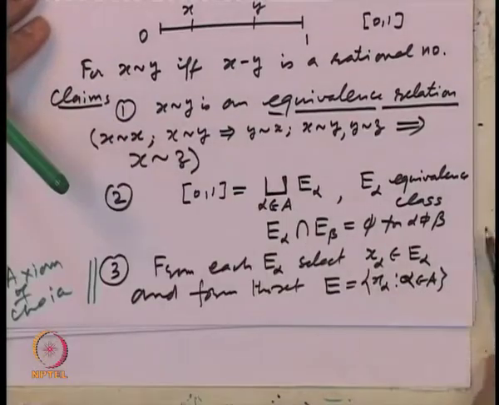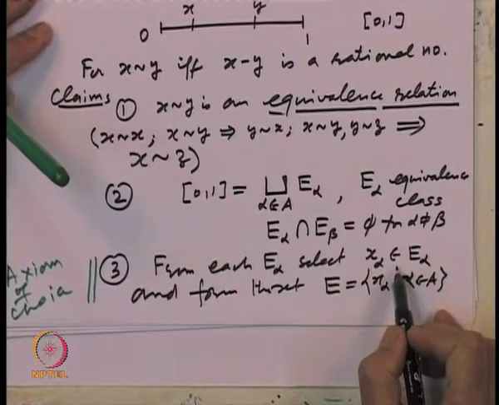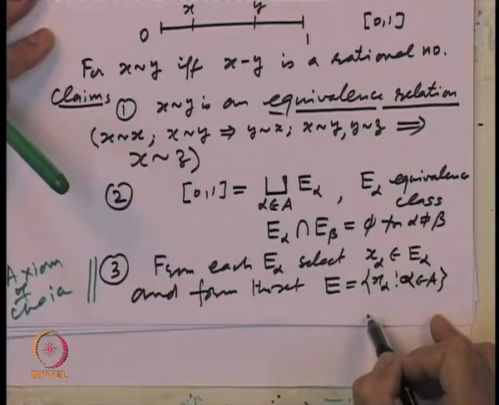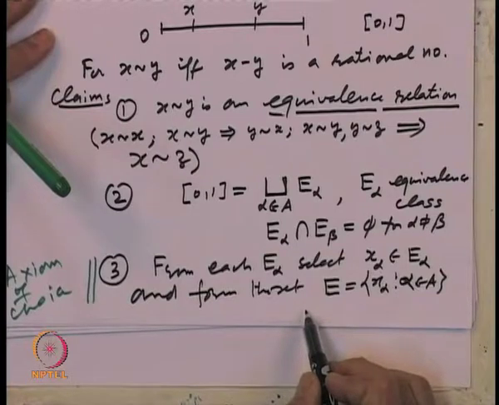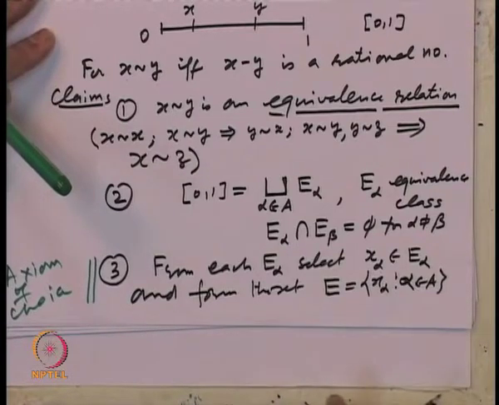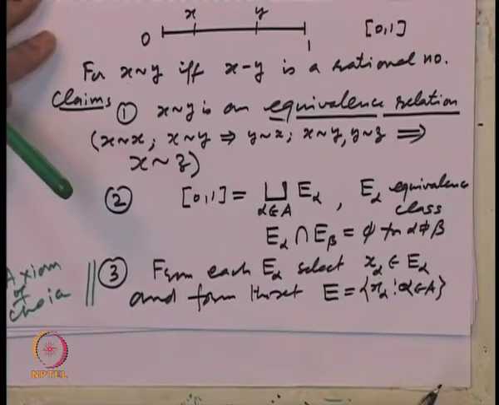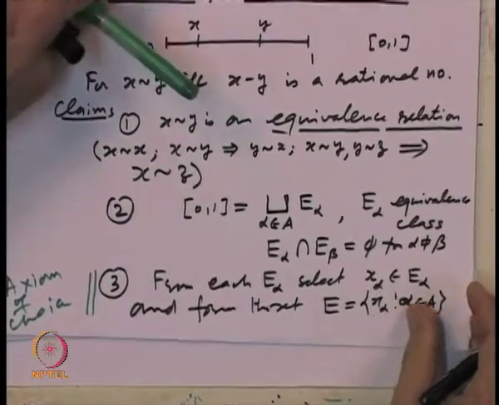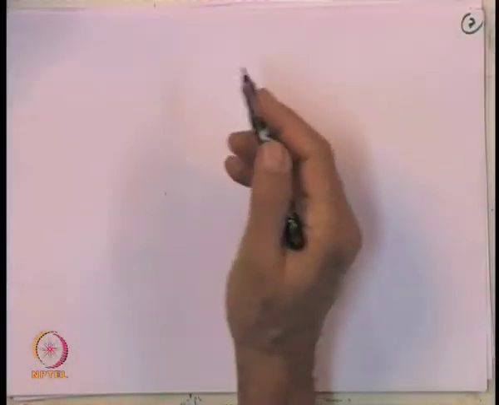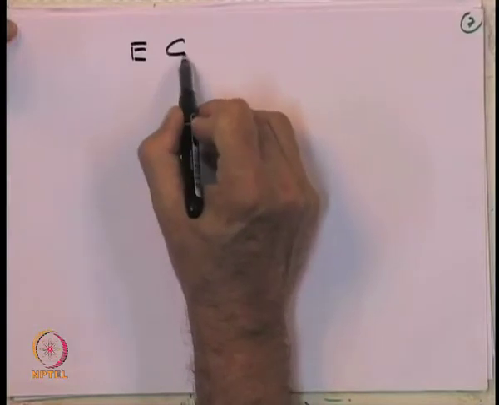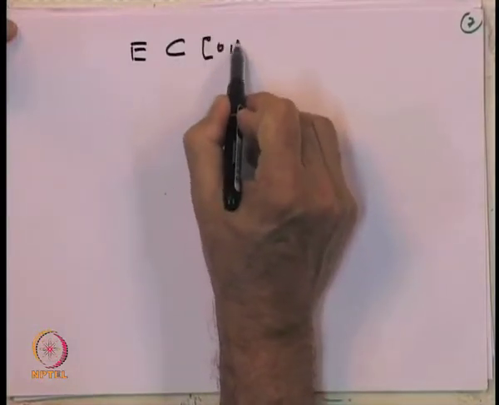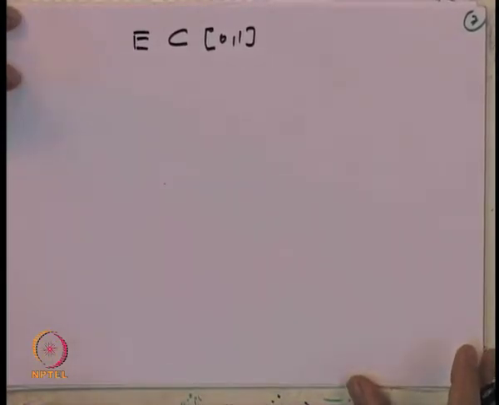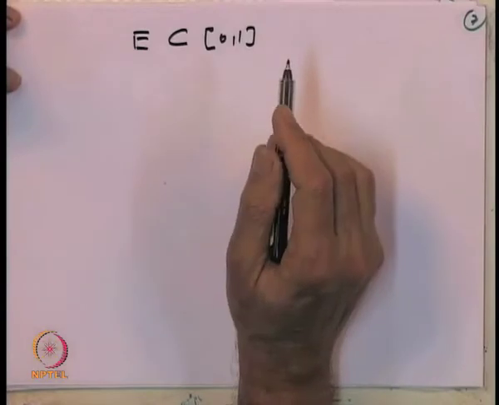So, that means E alpha is a collection of non-empty sets. From each we can pick one element and form this set. This is possible only if we assume the axiom of choice. So, here is the place where we are using the axiom of choice. From each equivalence class we have picked one element and constructed a set E. Obviously, this set E is a subset of 0 1, because each equivalence class is a subset of 0 1 and from each we have picked one element.